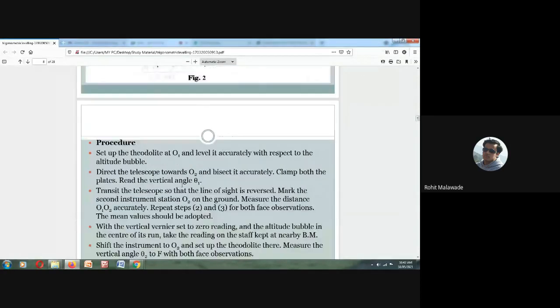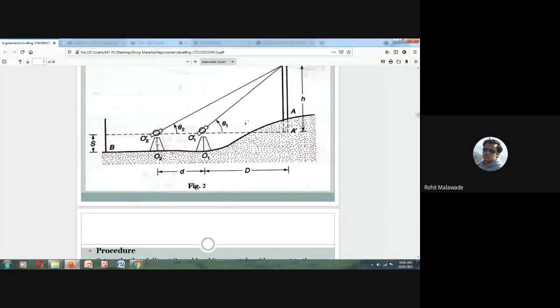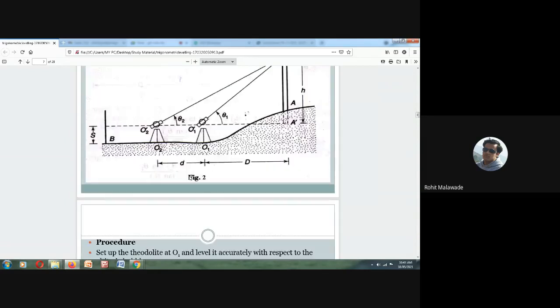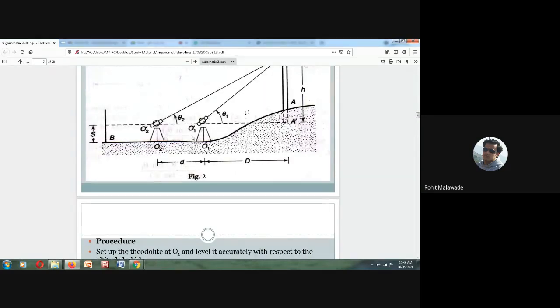Now shift the instrument to O2, set the theodolite and measure the vertical angle. Here we set the instrument over here, look towards the point F, and measure the vertical angle theta 2. Both are in the same line. Since we have done transiting, they are in the same vertical plane.